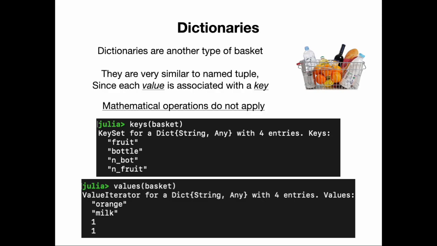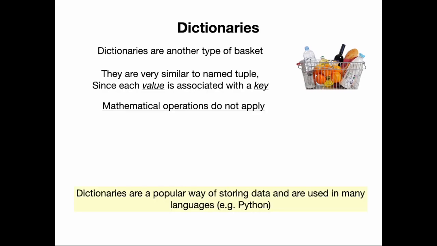The same functions, keys and values, can be used. Remember, these two functions were used before for named tuples. They can also be used for dictionaries. So if you type keys of basket, it will return all the keys. And if you type values of basket, you will recover orange, milk, 1 and 1. So dictionaries are a popular way of storing data, and they're used in many languages, I think particularly in Python, for example, and Julia. So it's good to be aware of how these things work.